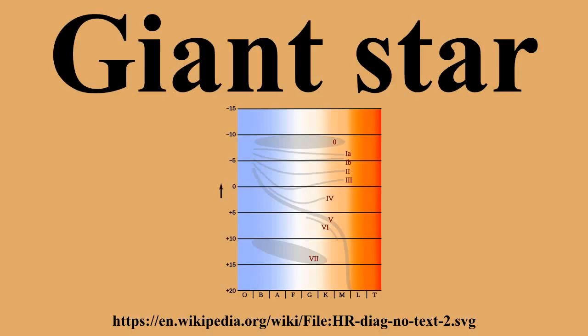Stars still more luminous than giants are referred to as supergiants and hypergiants. A hot luminous main sequence star may also be referred to as a giant, but any main sequence star is properly called a dwarf no matter how large and luminous it is.